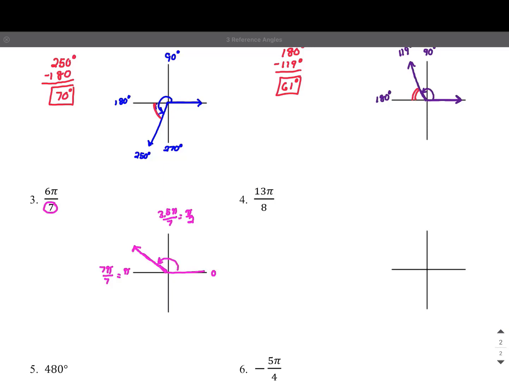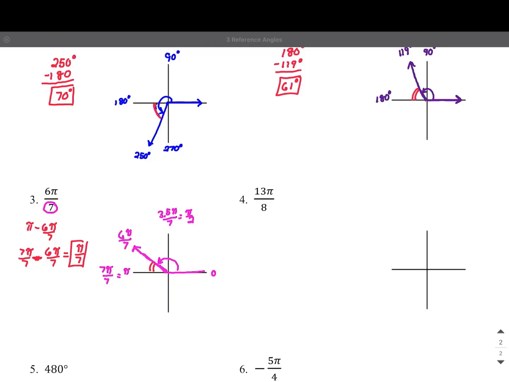So here's the angle that we rotated, 6 pi over 7. But we want this reference angle here. So how close is it to the x-axis? Well, in the second quadrant, we're supposed to do pi minus our angle. But pi is written as 7 pi over 7, right? That reduces to pi. But this way we can subtract 6 pi over 7. And 7 pi over 7 minus 6 pi over 7 is 1 pi over 7. And that's our answer. That's our reference angle.